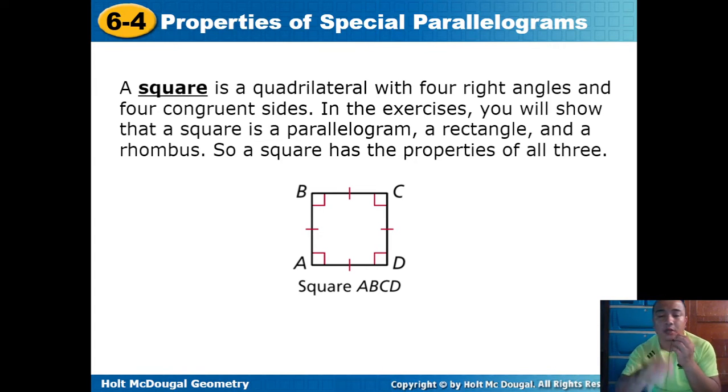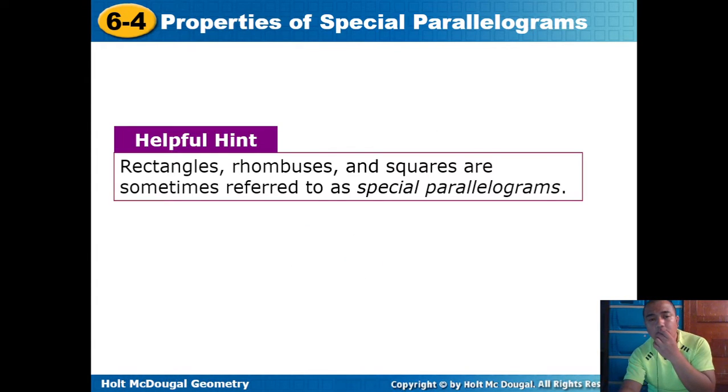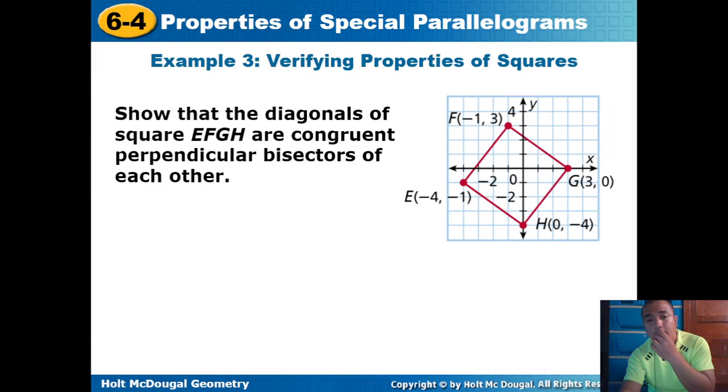Yan. Opposite angles are equal. Consecutive angles are supplementary. Opposite sides are parallel and congruent. Diagonals are equal. Diagonals bisect each other. And the diagonals are perpendicular also. Yun. Helpful hint: rectangles, rhombuses, and squares are sometimes referred to as special parallelograms.